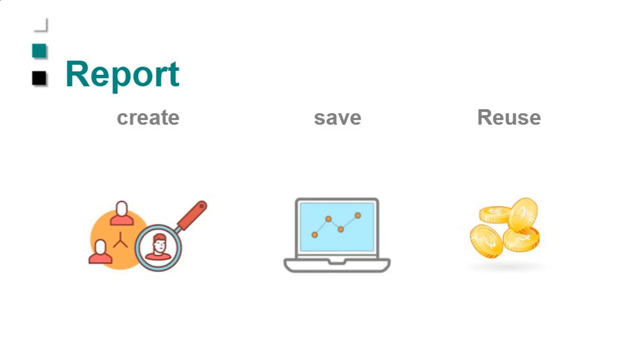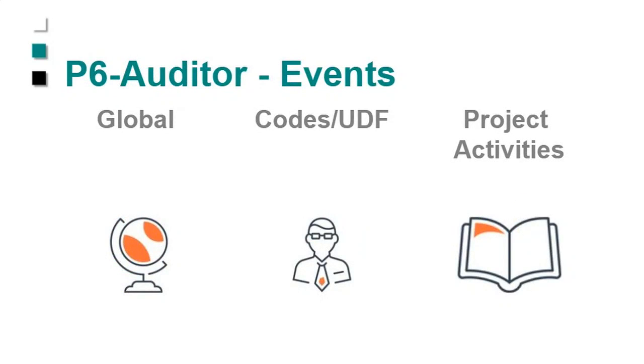Okay. Now, let me just touch on the events. So events could be global. So they could be things in the dictionaries, which could include codes, user defines, or they can be events inside specific projects. Okay, so we've got both layers of events. So it's not just global data that we're talking about.